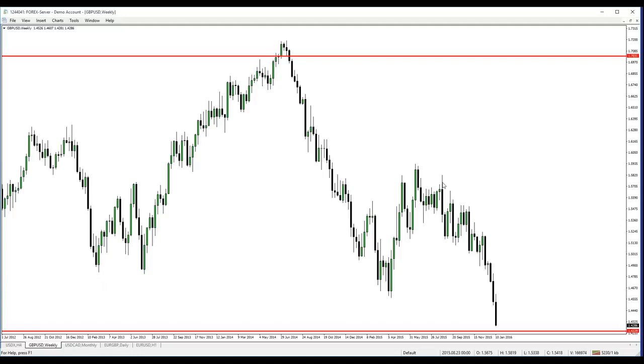Sell off. Small little body candle prior to the big move. What do you use? The wick to the body. Sell off, small little body candle for the big move down. What do you use? The body to the wick. Extend that out in time.